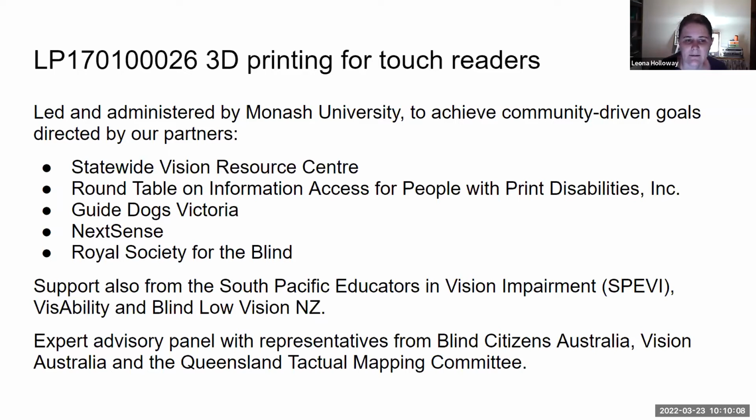And we also have oversight by an expert advisory committee that meets quarterly, and it has representatives from each of those partner organisations, but also from Blind Citizens Australia, the Queensland Tactile Mapping Committee and Vision Australia. And we've made sure that more than half of the people on our expert advisory committee are actually blind and low vision and touch readers themselves.